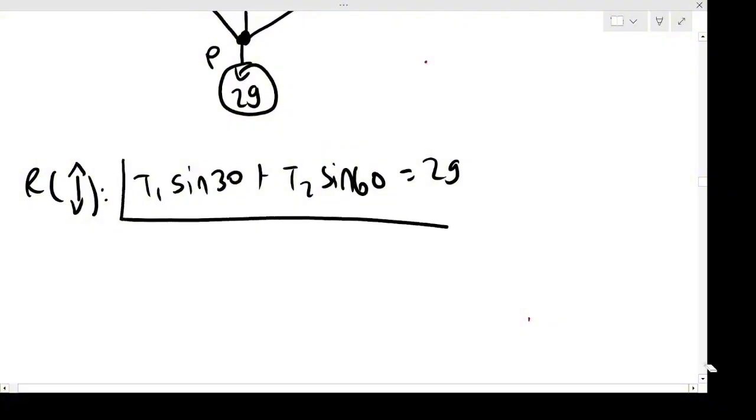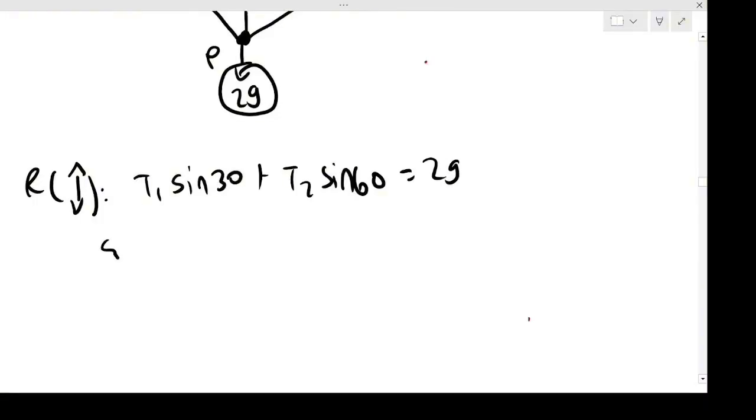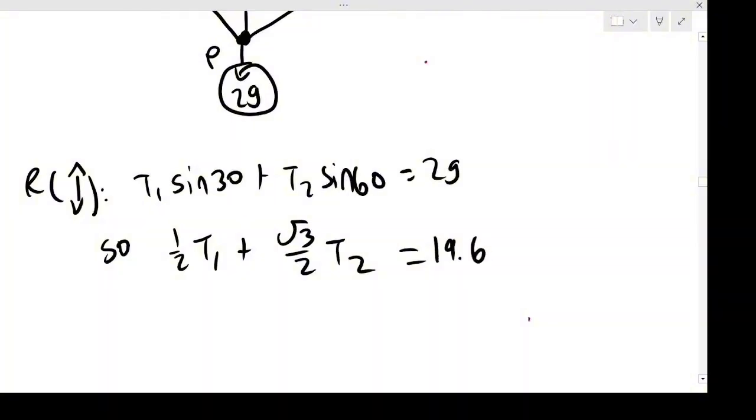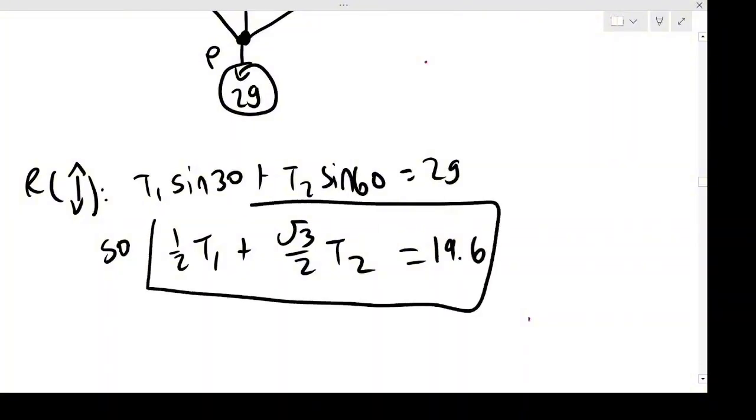Actually, I can simplify this then, can't I? Because I know what sine 30 and sine 60 are. And I also know that G is 9.8. So sine 30 is a half, so it's going to be a half T1. And then sine 60 is root 3 over 2. So root 3 over 2 T2 equals 2 times 9.8, which is 19.6. So that equation is simplified there.